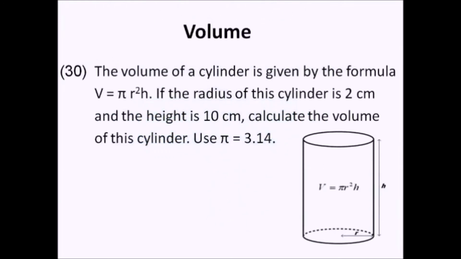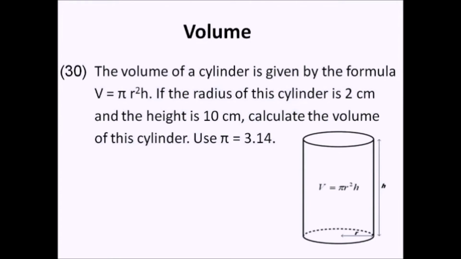And number 30, guys, volume. The volume of a cylinder is given by the formula V is equal to pi r squared h. If the radius of this cylinder is 2 centimeters and the height is 10 centimeters, calculate the volume of the cylinder. Use pi is equal to 3.14. Do not get scared of this question, guys.